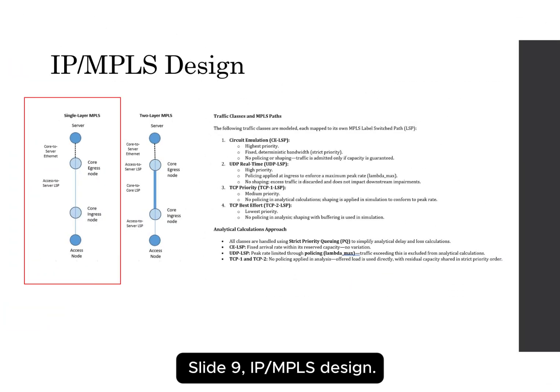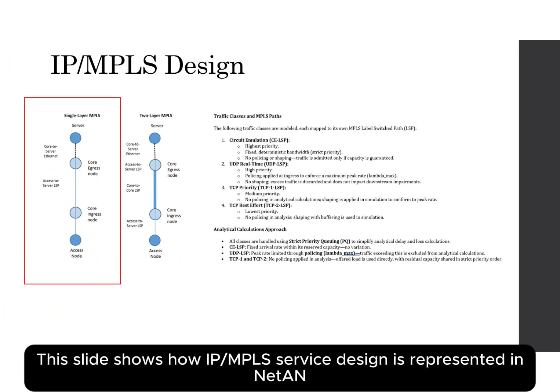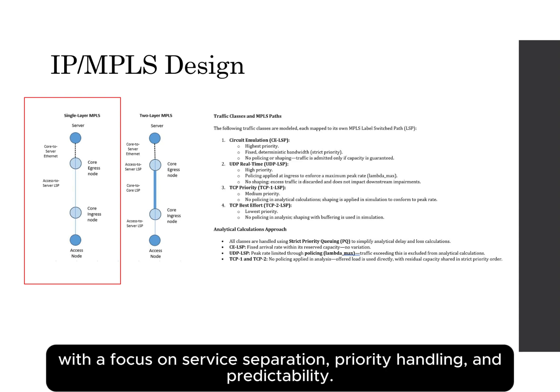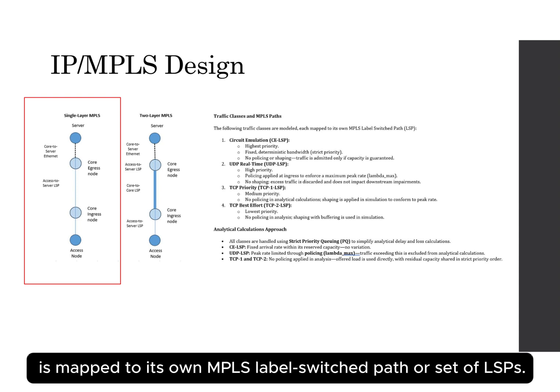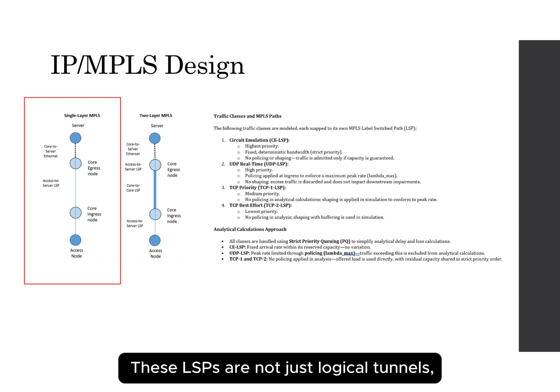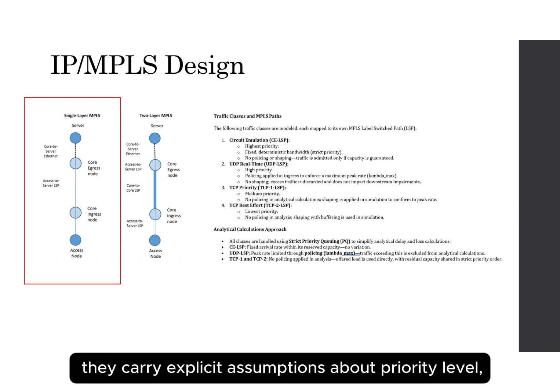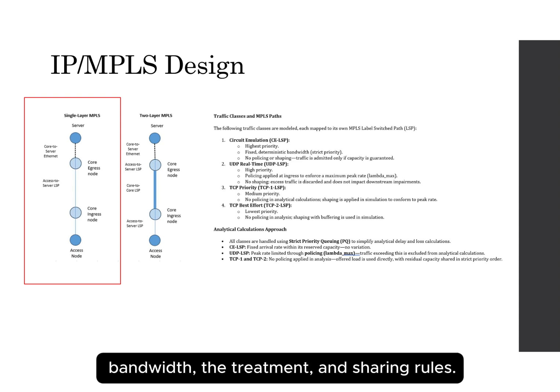Slide 9, IP/MPLS design. This slide shows how IP/MPLS service design is represented in NETAN, with a focus on service separation, priority handling, and predictability. Each traffic class, circuit emulation, UDP, and TCP, is mapped to its own MPLS label-switched path, or set of LSPs. These LSPs are not just logical tunnels; they carry explicit assumptions about priority level, bandwidth, treatment, and sharing rules.